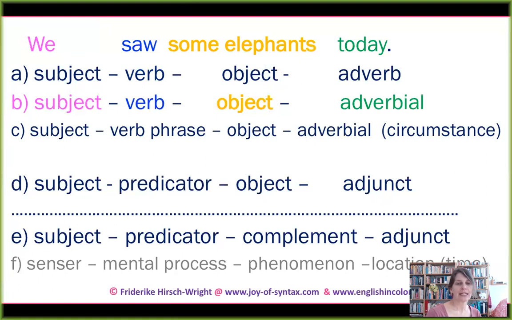And you see subject, predicator, complement, adjunct. Now, Halliday also uses adjunct for an adverbial on this interpersonal level for an adverbial that is optional. And complement is the object here because this is not an optional element, so it's a complement. And this particular clause, he would parse as sensor, mental process, phenomenon, and location, in parentheses, time, on the experiential level.